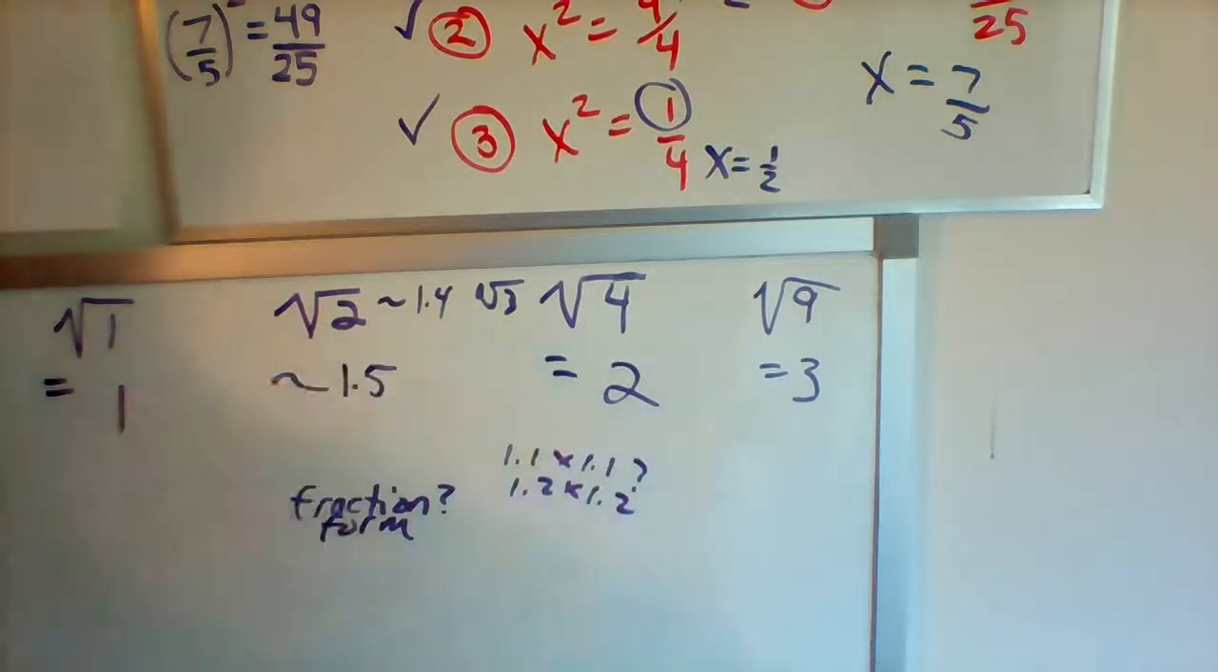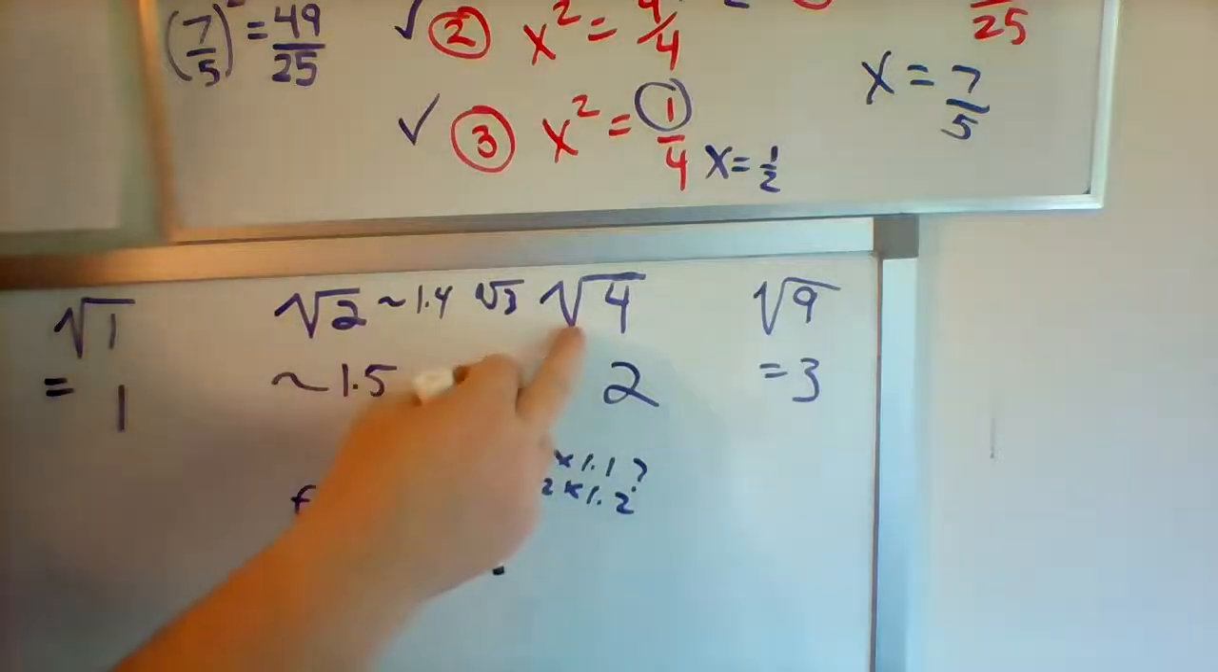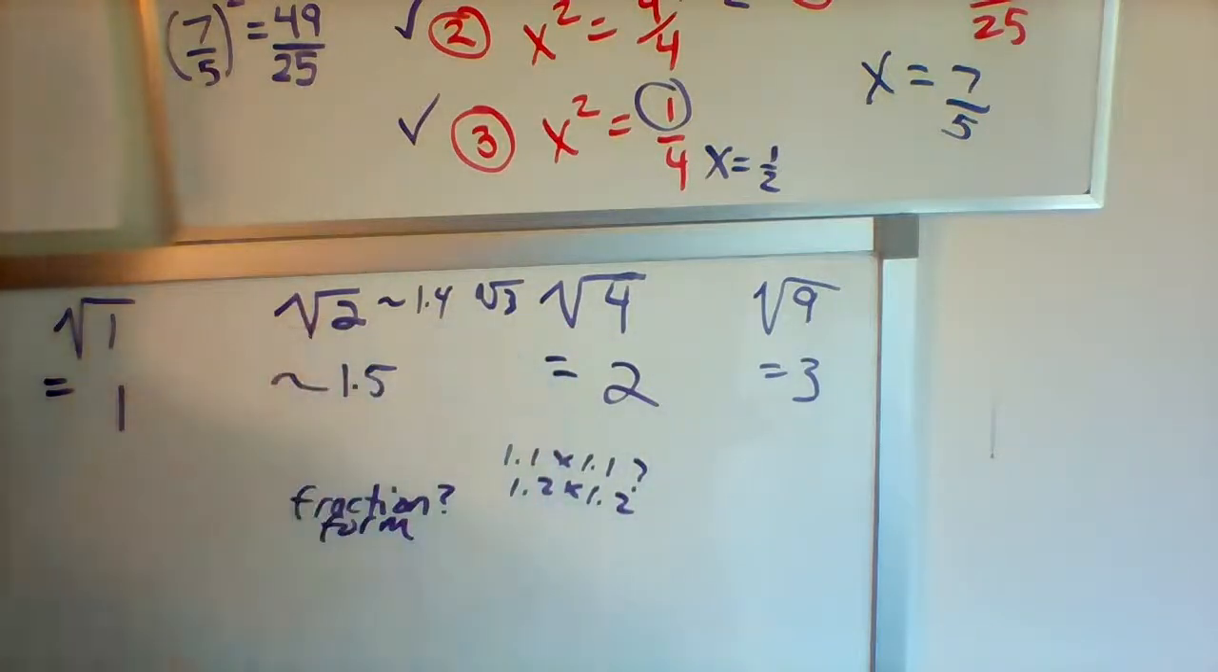Now, we might have said to ourselves, okay, 2 is sandwiched between 1 and 4. So could it be 1.5? But hopefully you would notice that 2 is closer to 1 than it is to 4. So it's not perfectly in the middle.